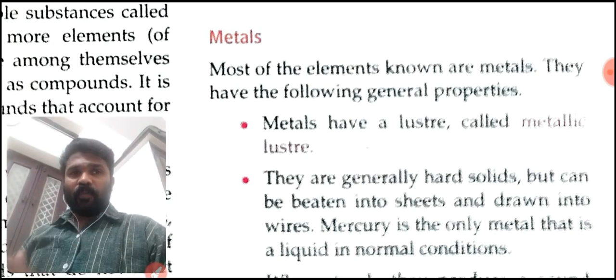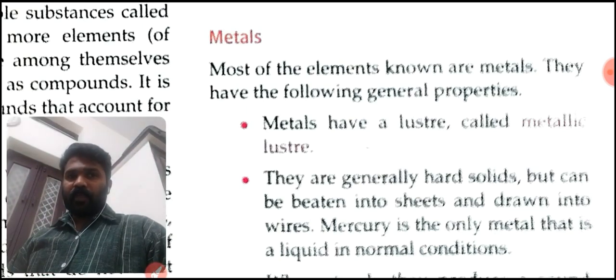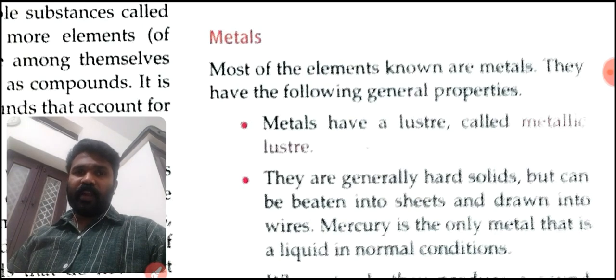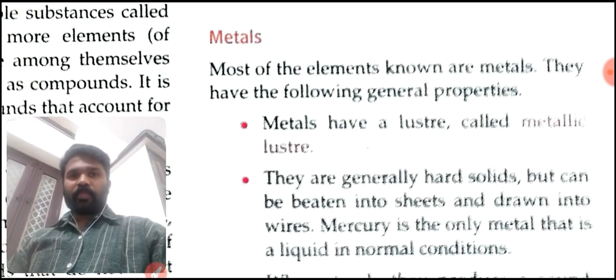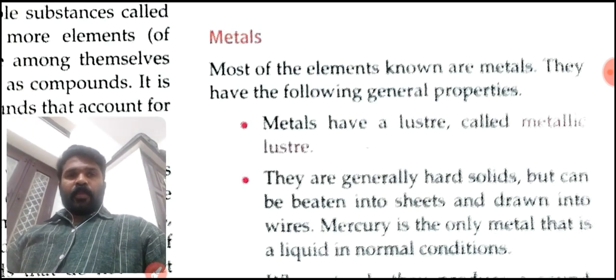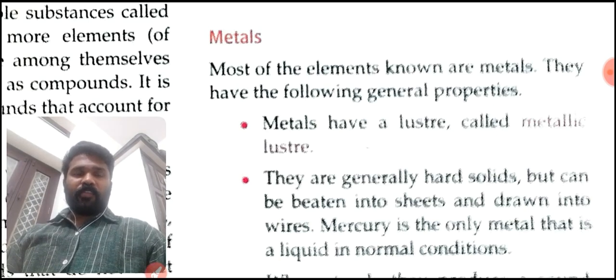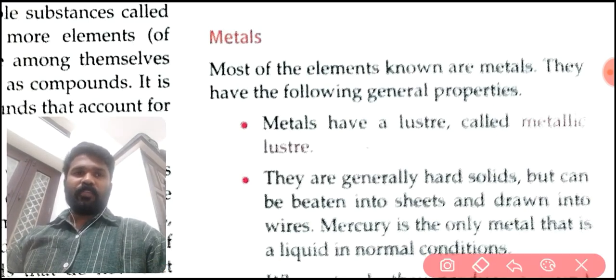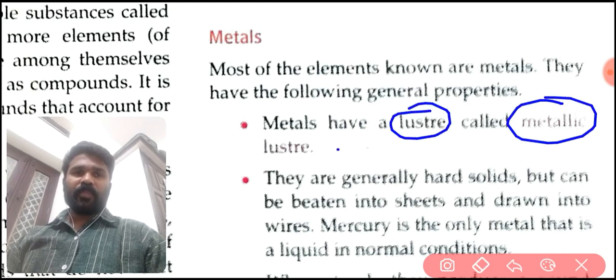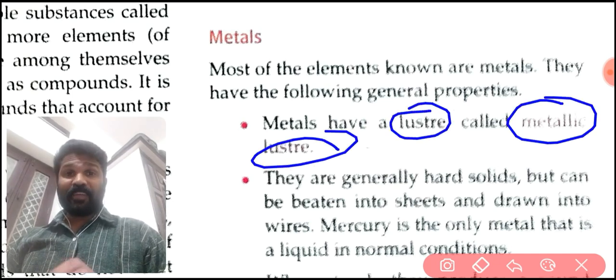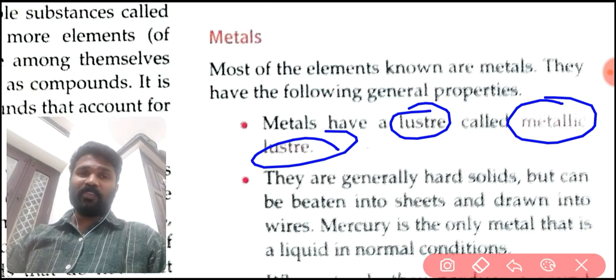Metals have the following general properties. Okay students, metals have a luster called metallic luster. Metals have the shining property. All metals are shining. That's called luster.